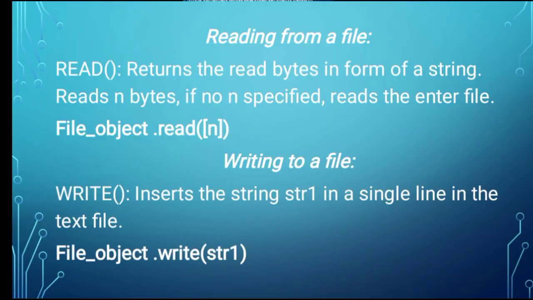Reading from a file. Read returns the resources in the form of a string, reads n bytes if n is specified. File object read. Reading from a file refers to the process of retrieving data stored in a file and loading it into a computer program or script for further processing. This operation is commonly performed when working with text files, such as configuration files, log files, or data files.